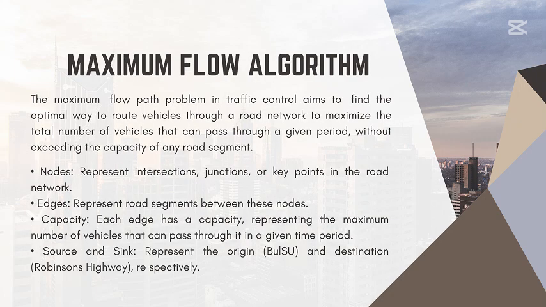For the last slide of the preliminary, the maximum flow algorithm. In this model, nodes represent intersections and edges represent road segments, each with a defined capacity, the maximum number of vehicles it can handle. In traffic control, it seeks to determine the most efficient way to route vehicles through a network without exceeding road capacities. Next slide.